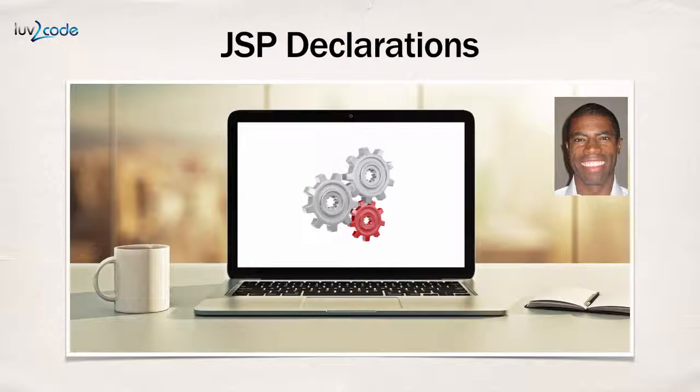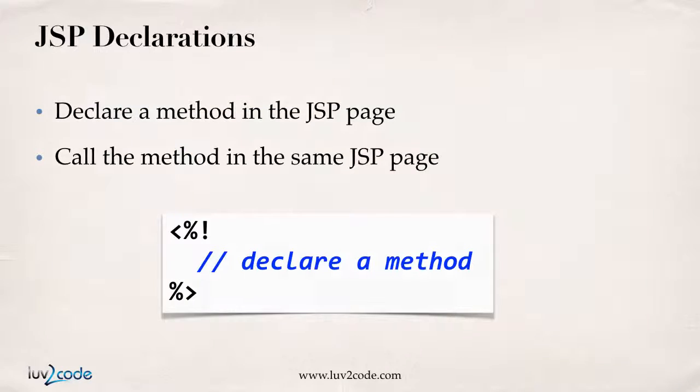Hey, in this video, I'm going to show you how to use JSP declarations. JSP declarations basically allow you to declare a method in the JSP page, and then you can call the method from the same JSP page. So it's very useful like any normal code that you create. If you need to execute some code over and over again, you simply encapsulate it in a method declaration. And you can do a similar thing here with JSP.